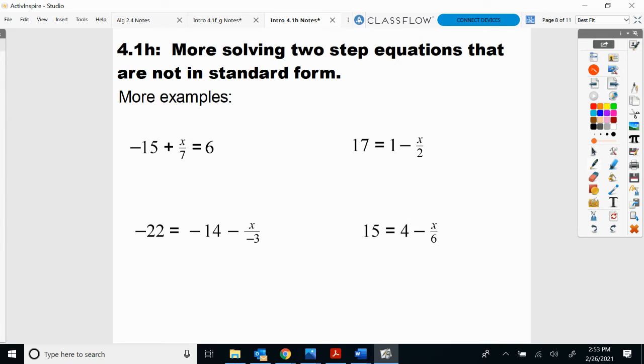Okay, so when you're looking at an equation that's not in standard form, you want to locate the side that has your x. So that's going to be this side right here.